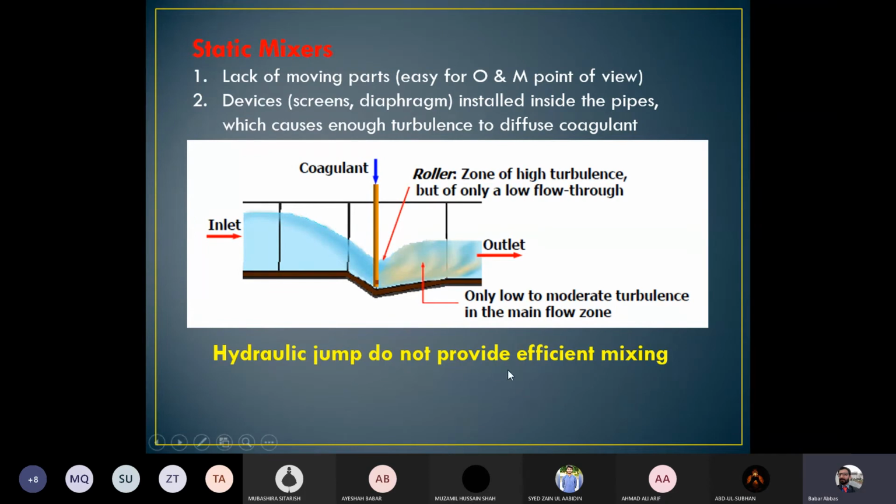Hydraulic jump does not provide efficient mixing, but this is how it mixes the coagulant at later stages.